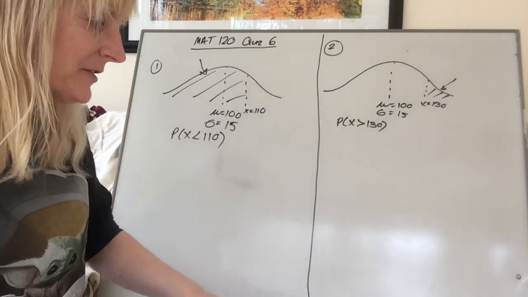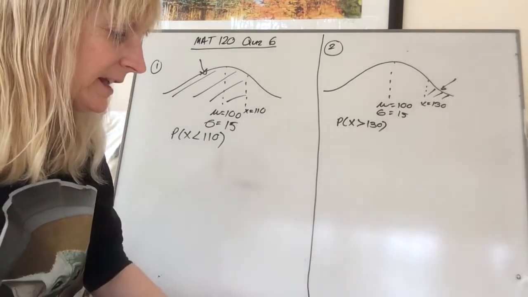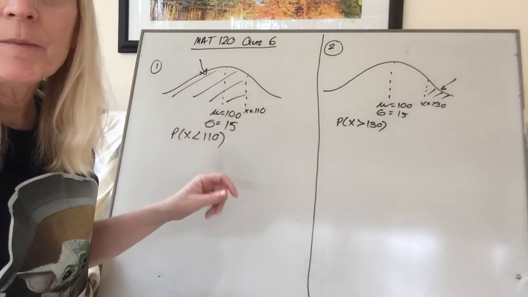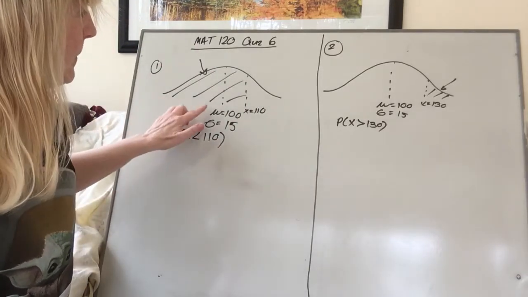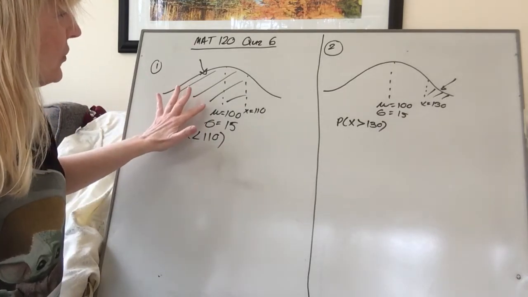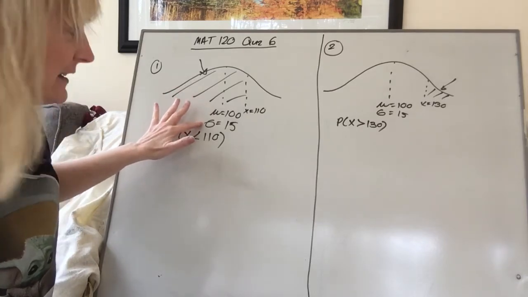Hi guys, this is a review for quiz 6 for Math 120. It has to do with normal distributions. Remember that means bell-shaped, and they give you the mean, which is mu. So this is about IQ scores in this case. So we have an IQ score mean of 100 and sigma, the standard deviation, is 15.